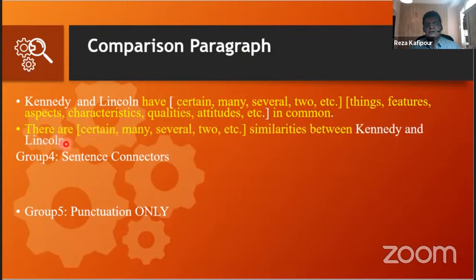The other structure, there are similarities between. It is another structure, as predicate structure. So certain, many, several, or a degree of comparison can be used voluntarily. It is not mandatory. You may use it or you may not use it. So we may say there are certain similarities between Kennedy and Lincoln. Again, a good structure for topic sentence in a paragraph of comparison.